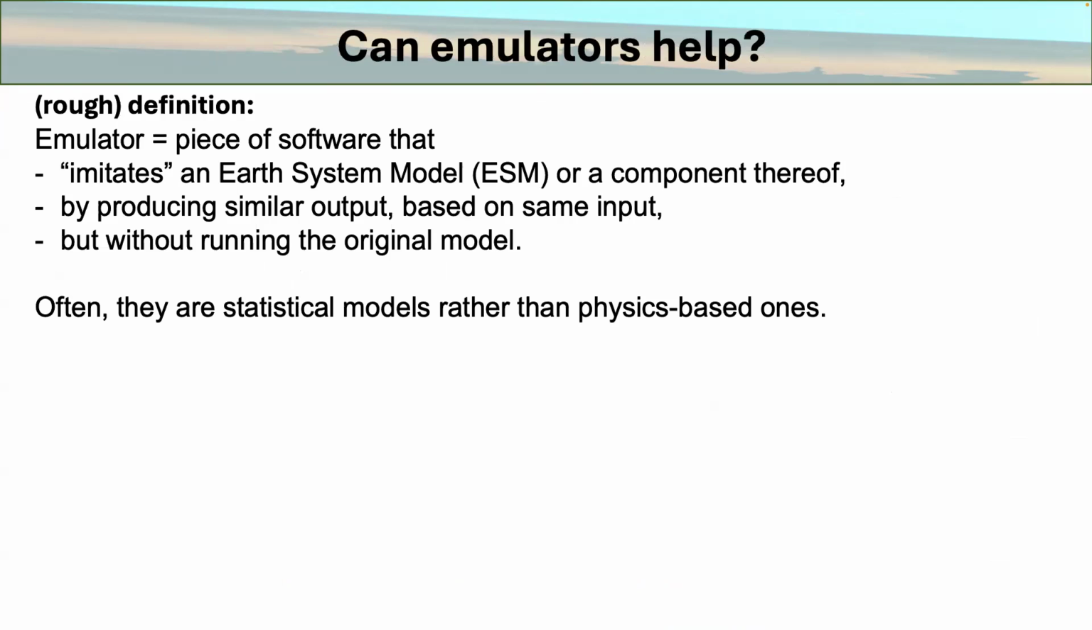So we thought about whether emulators could be of help here. An emulator we define for now as a piece of software that somehow imitates an Earth system model in that it produces the same or at least similar output, at least for a subset of the output you could be interested in, like some variables, if you give it the same input, like a certain geoengineering scenario, without running the model itself. And often emulators are more statistical tools than running physics themselves.